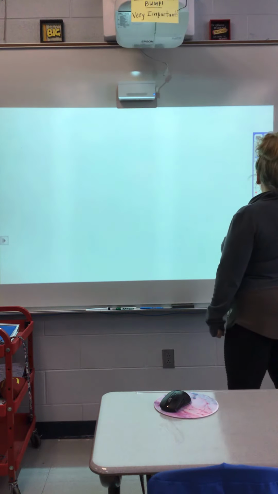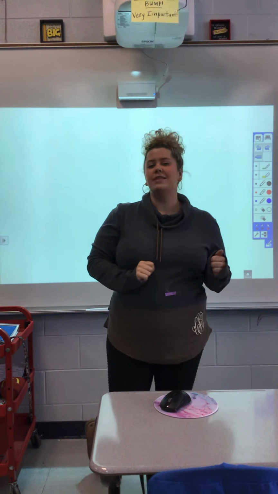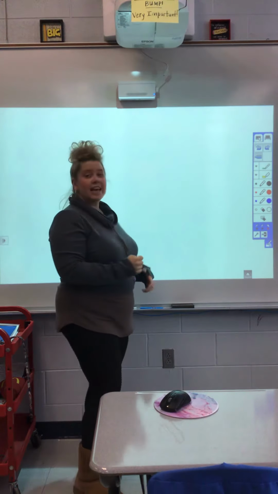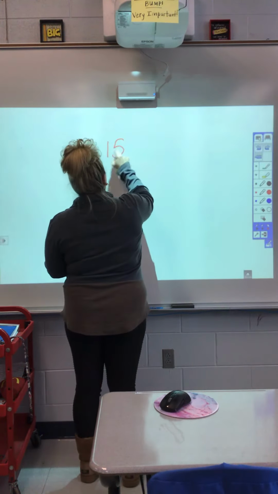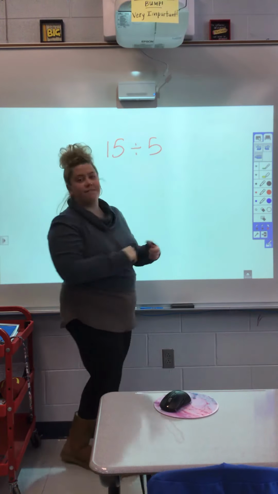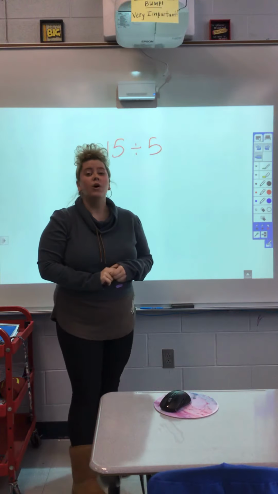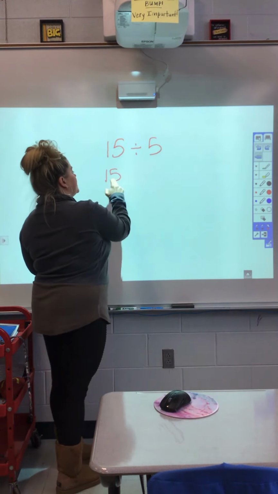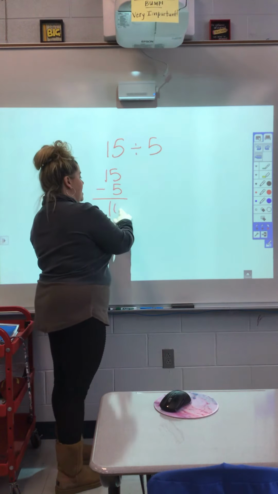Just 2. So 12 divided by 6 is 2. All right. Now, we're going to solve some similar problems to that, but this time we're going to use repeated subtraction. So let's say that I have the division sentence 15 divided by 5. How can I use repeated subtraction to solve that? Well, step 1 is I turn it into a subtraction problem.